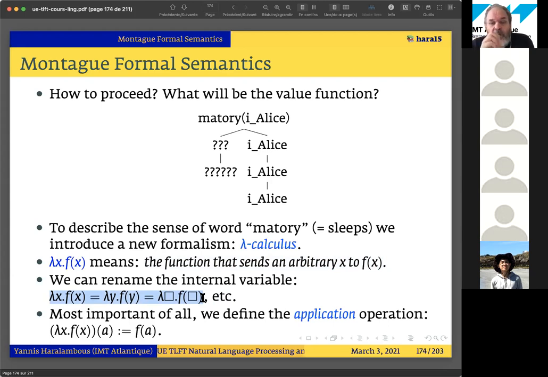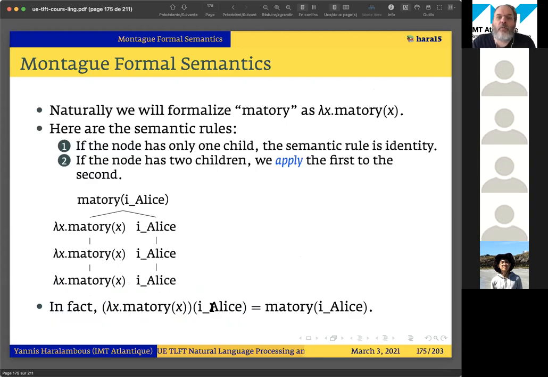In lambda calculus, I define functions and I also define application. Application is applying a function to some value to obtain a new value. So applying lambda x f x to A is obtaining f of A. How can we use this in linguistics? If I write just Matori, this is a function. And a function can be written as lambda x Matori x. So here I have a function. Here I have a constant.